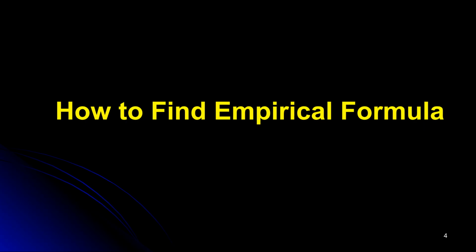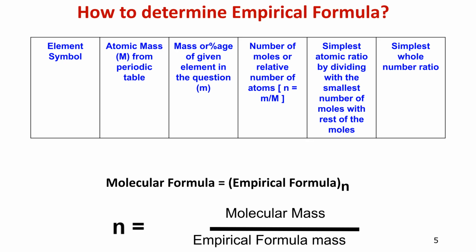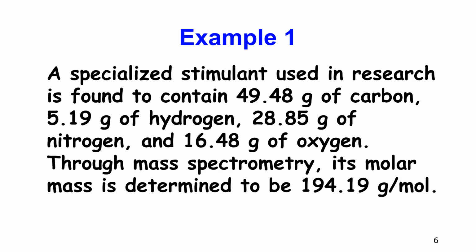Now we will review the steps on how to find the empirical formula. To find the empirical formula, you will need the element symbol, atomic mass, mass or percentage of the element, the number of moles, the simplest atomic ratio, and the simplest whole number ratio. We can also determine the molecular formula by multiplying the empirical formula by n, where n is the molecular mass divided by the empirical formula mass. Let's work through an example.